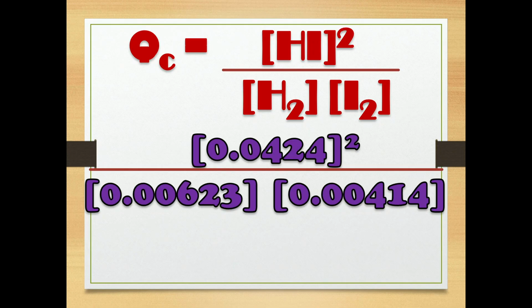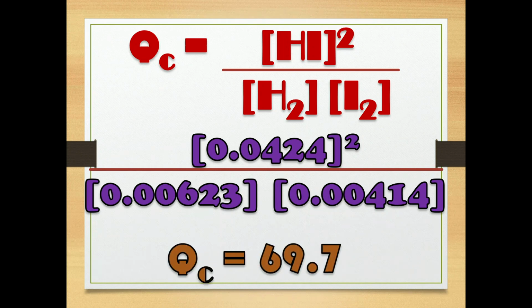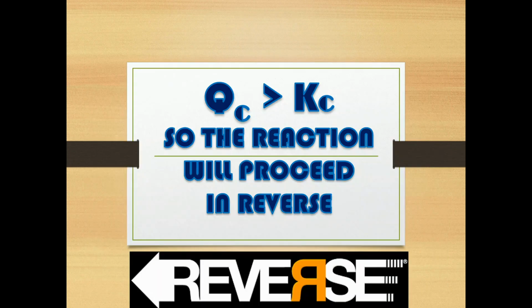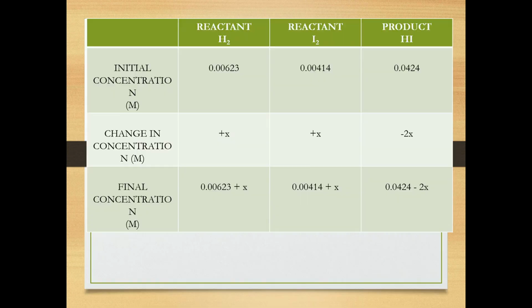So the first thing I wanted to do was figure out whether it was going forward or backwards. My K value is 54. My Q value is 69.7. So Q is greater than K, so my reaction should go in reverse, which means my positives go on the reactant side, my negatives go on the product side.